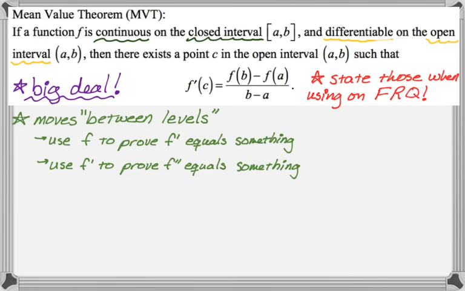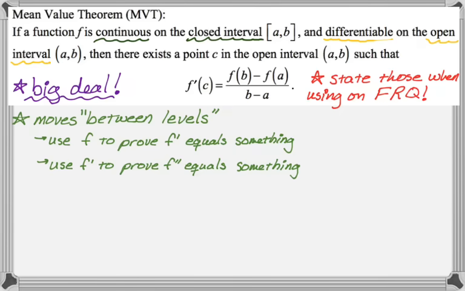If you're going to use f to prove something about f prime, f better be continuous on the closed and differentiable on the open interval. If you're going to use f prime to prove something about f double prime, make sure that f prime is continuous on the closed interval and differentiable on the open interval. Sometimes you'll be told that a function is twice differentiable, which is a way of telling you that f and f prime are both continuous on the closed and differentiable on the open. So keep that in mind as well.